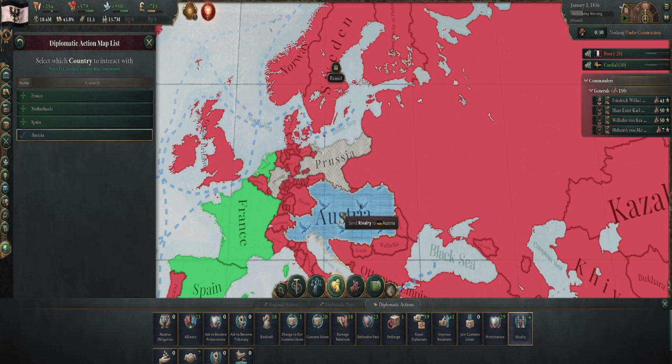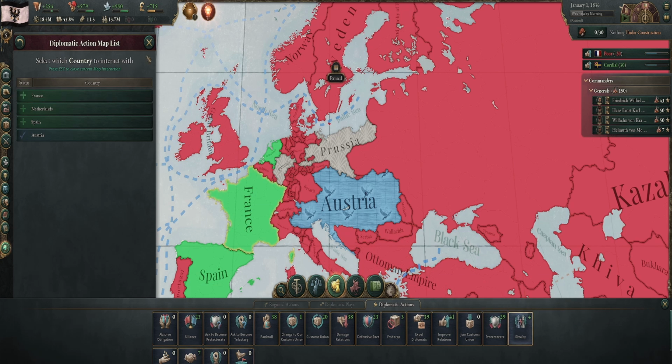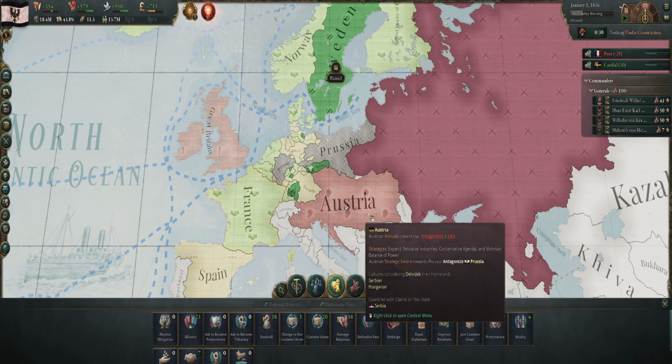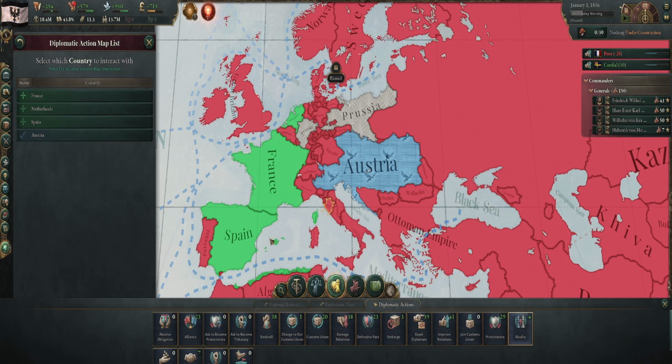They are currently our rival. Because of them being our rival, we get, I believe, plus 400 or something. Yes, plus 400 from rivalry with Austria. So if you decide to rival a nation, let's say I decide, this is not going to be the actual game, so it's fine if I do this.